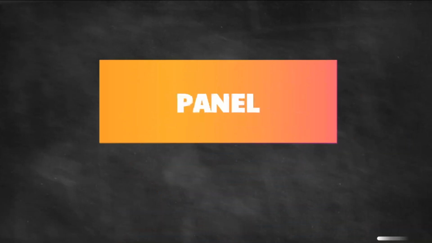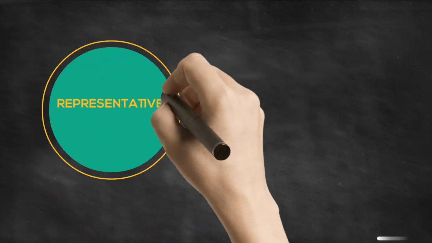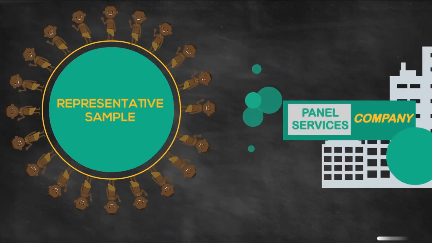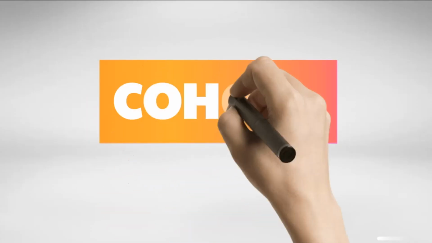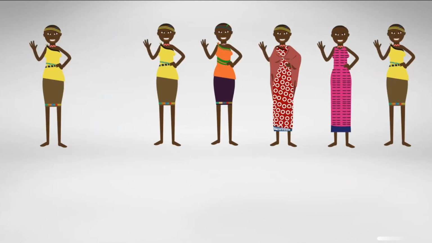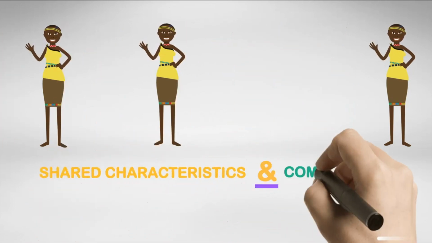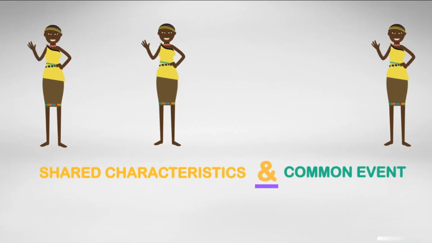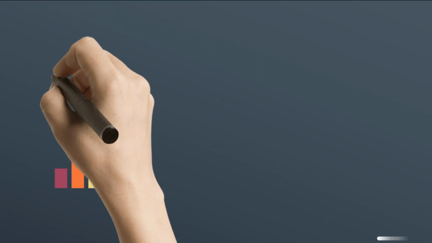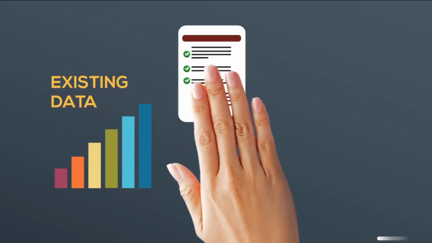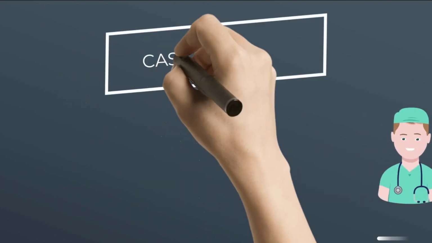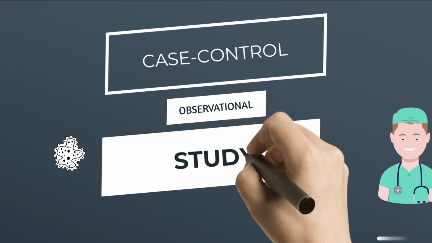First, a panel study will involve a representative sample of subjects, usually found through a panel service company. On the other hand, a cohort study observes subjects that fall in a similar group based on shared characteristics who experience a common event in a selected period. Finally, a retrospective study takes advantage of existing data, such as medical records or crime databases. An example of retrospective longitudinal design is a case-control observational study.